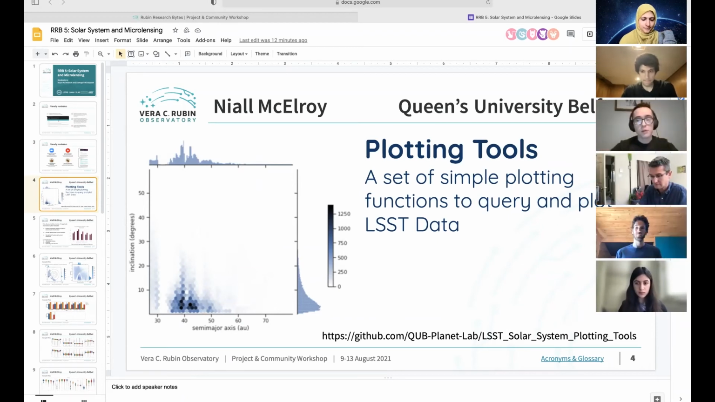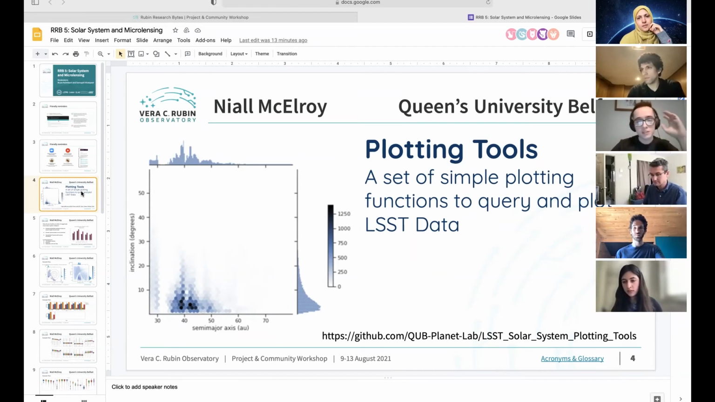Hello, I'm Niall McElroy. I'm an undergraduate research intern at Queen's University Belfast. For the past 8 weeks, I've been working on a set of plotting tools to help visualize some of the data from the LSST's Solar System Science Collaboration Simulated Database, in order to develop easy-to-use functions and create uniformly generated plots. One of the main tenets of the package was to make it easy to use and easy to generate insights from by looking at daily, monthly, or yearly data trends and spreads within said data.